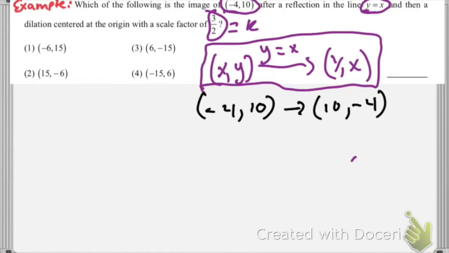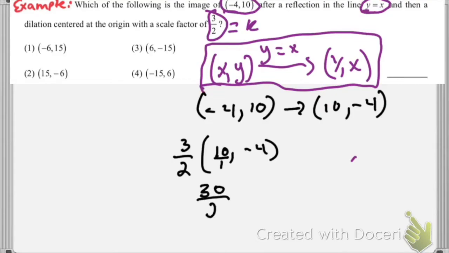Well, now I have to take our scale factor, k. So now I'm going to take 3 halves and multiply it by 10, negative 4. And so what do I get? So 3 halves times 10. You've got to think about doing that. Remember, this 10 here is over 1. So 3 times 10 is 30 over 2, comma, same thing, this is a 1 over here, 3 times negative 4 is negative 12 over 2.